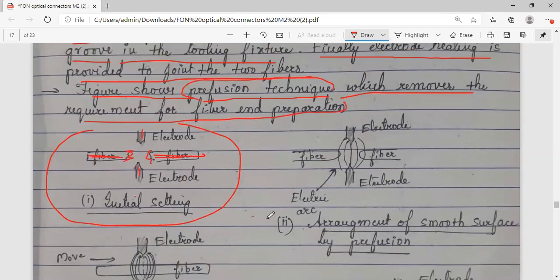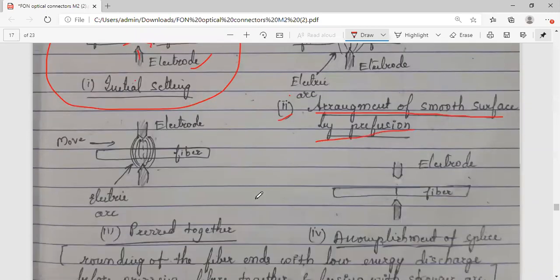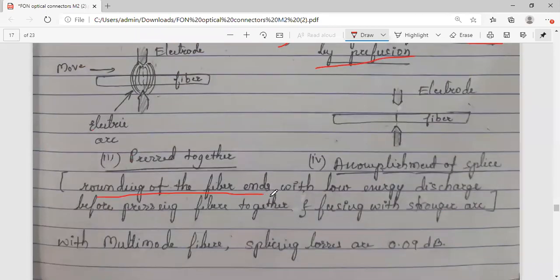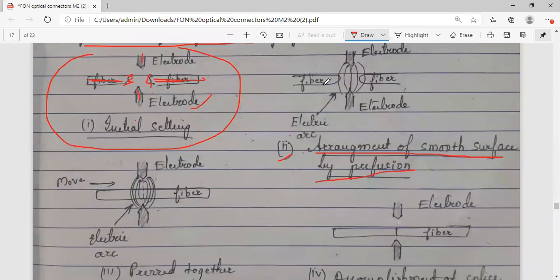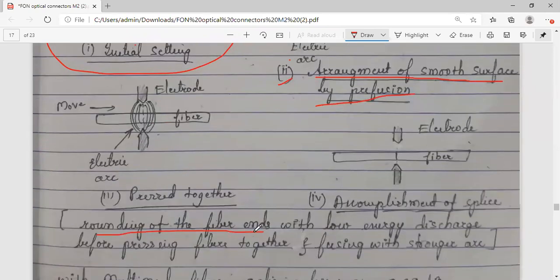So how will we see it? The second step, this is your initial step. The two optical fibers are placed and their faces are irregular, not smooth. The second step is the arrangement of the smooth surface by pre-fusion. So what happens in pre-fusion? The rounding of the fiber ends. You can see the difference between the first figure and the second figure. Here the faces are rounding, right, here it is irregular. Here the face shape is changed. So rounding of the fiber ends with the low energy discharge.